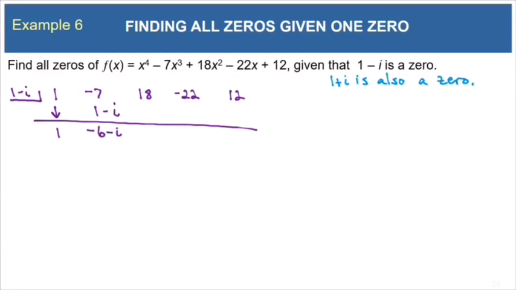Now we multiply 1 minus i times this number. And that's not something you can do in your head. That's definitely something I would have to jot down. So I'm going to come over here and do that.